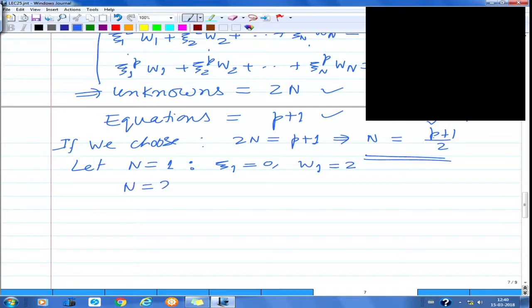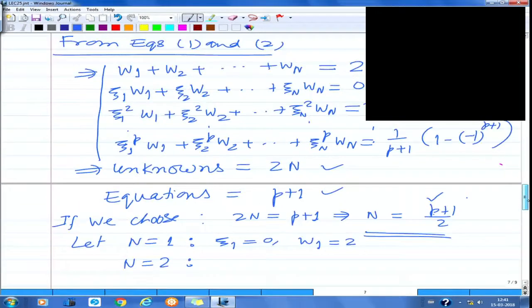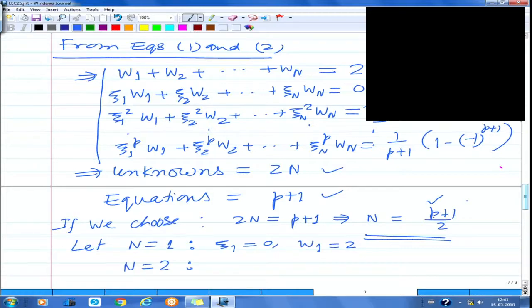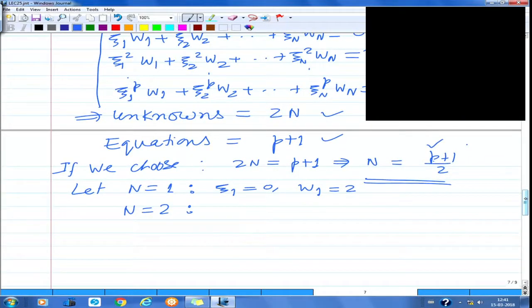Now if you choose n equal to 2, then you will have two Gauss points and two weight factors. So there will be a total of 4 unknowns: w1, w2, xi1 and xi2. You choose 4 equations: first w1 plus w2 equal to 2, then xi1 w1 plus xi2 w2 equal to 0, xi1 square w1 plus xi2 square w2 equal to 2 by 3. The next equation would be xi1 cube into w1 plus xi2 cube into w2 equal to 0, and you solve those 4 equations. When you solve them, you find that xi1 comes out as minus 1 upon root 3, and xi2 as plus 1 upon root 3, and the corresponding weight factors w1 and w2 are both equal to 1.